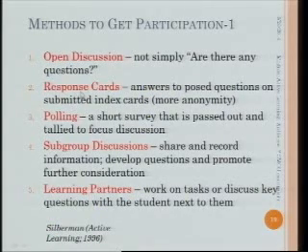The other method of participation is using response cards. Give students some questions and ask them to write answers for them. Typically, in an environment like a counseling environment, yes, you can give the cards to the students, they'll go back, write the answers and come back.